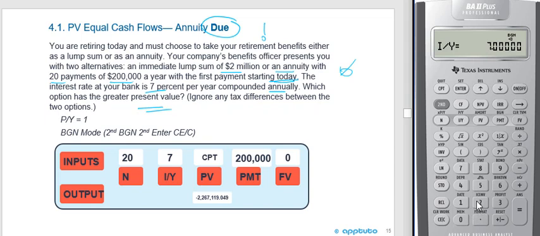The payments to me is $200,000 a year. And that's going to be payment in, so I can use the positive sign. And they're going to stop after 20 years, so there's no future value. So I'm going to compute the present value, and I see it's $2,267,119, which is more than the $2 million. So if I think that I can get 7% per year compounded annually, then I would choose to take the annuity because it is worth more in present value terms than the lump sum.